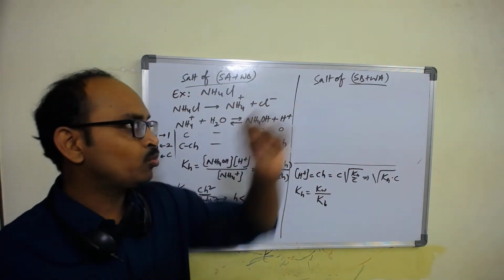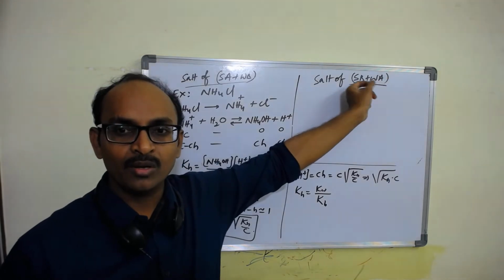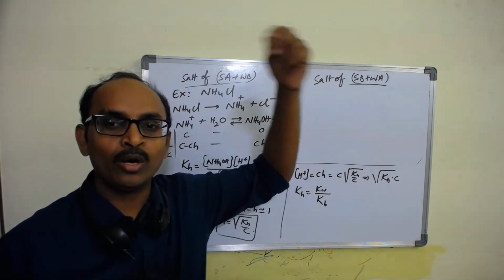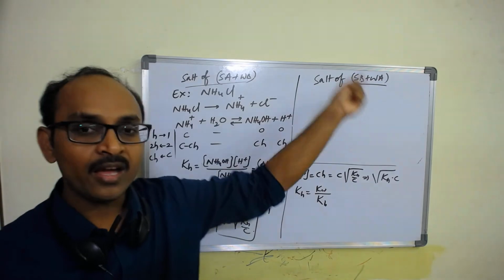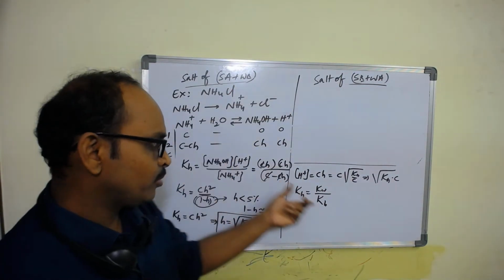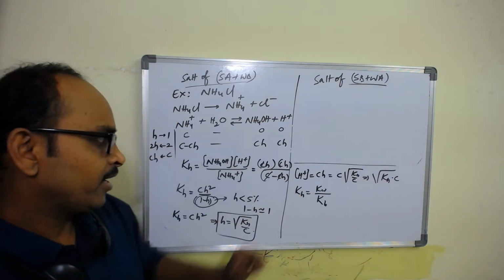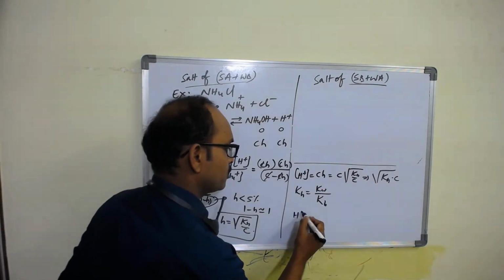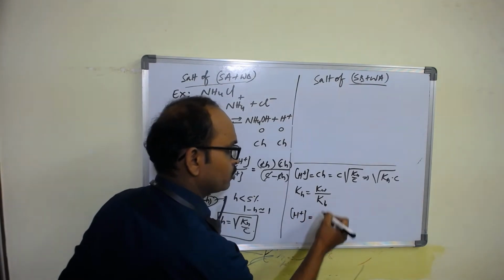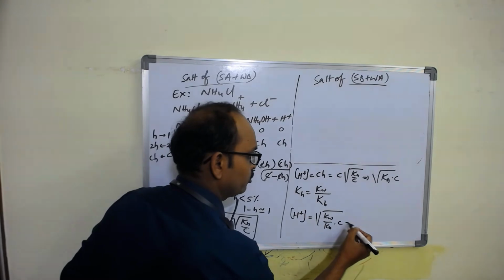I think you can guess what will come in case of this. What is the weak substance here? Acid is weak, no? So KH for this salt will be equal to Kw by Ka. If acid is weak, Ka will come. If base is weak, Kb will come. If I substitute in this one, I get H plus is equal to the square root of Kw by Kb into C.